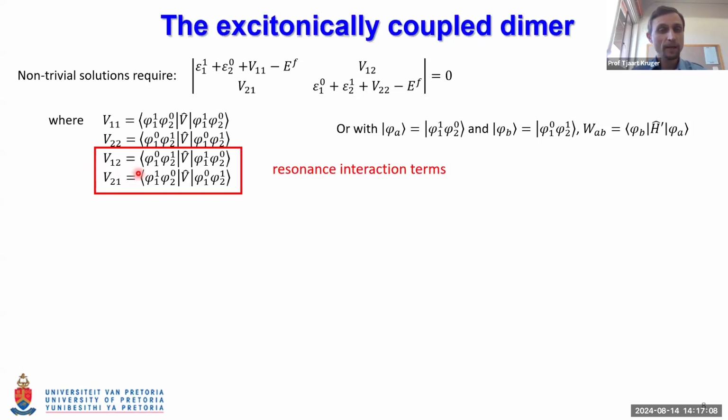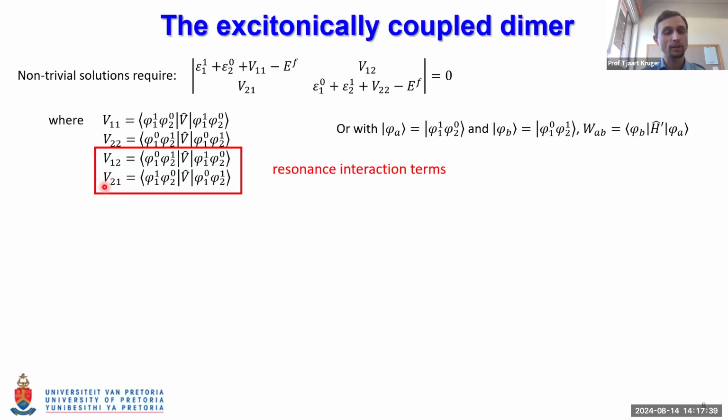If you inspect this state, what's happening here is that this perturbation or this potential is transforming this state, so the ket, into the bra. So it's transforming a state where molecule 1 is excited into a state where molecule 2 is excited and molecule 1 is in the ground state. In other words, this is a form of energy transfer from molecule 1 to molecule 2.